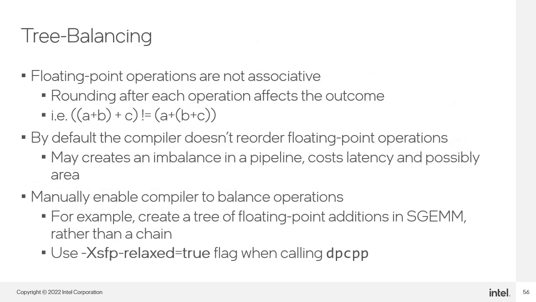Floating point operations are not associative. For instance, addition or multiplication are not associative due to rounding after each step. Usually, the compiler is not going to reorder the floating point operations, which can affect latency and area. This may create an imbalance in a pipeline, cost latency, and possibly area. You can tell the compiler to relax reordering rules manually. To do so, set the -Xsfp-relaxed flag to true as shown when calling DPC++. Bear in mind that these optimizations will cause small differences in floating point results.